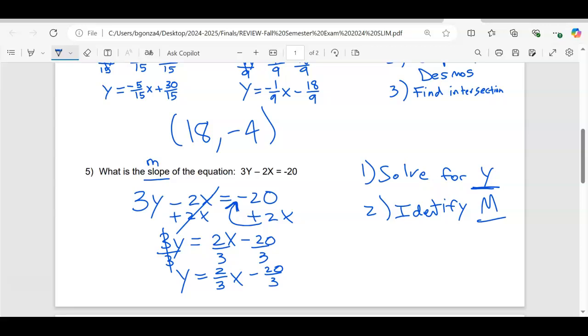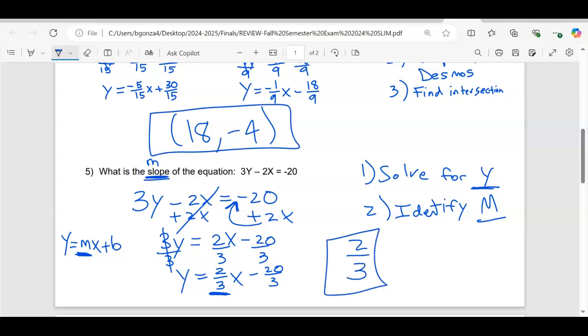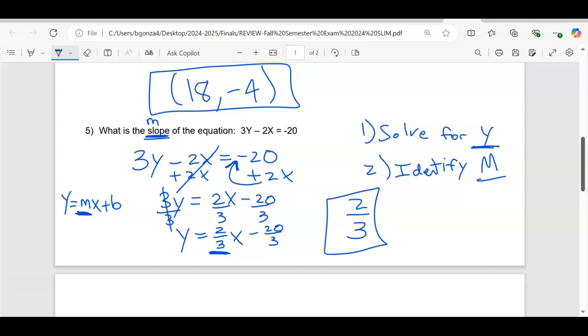Now, which one of these numbers, once it's y equals, is the slope? Well, remember, it's y equals mx plus b. So the m is in front of x. So the m, 2 over 3, that's going to be my solution. Cool. All right, you got to solve for y, identify the m in front of x.